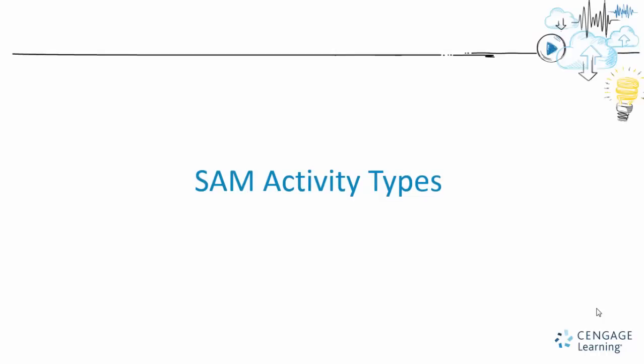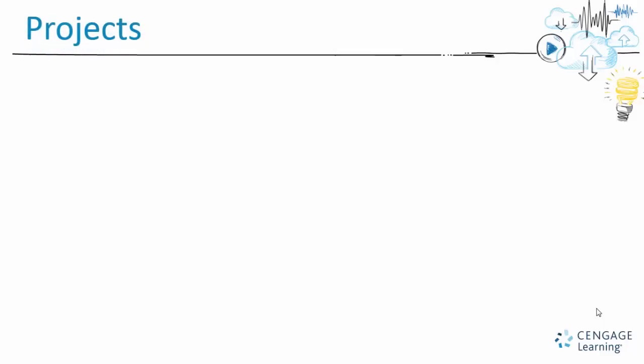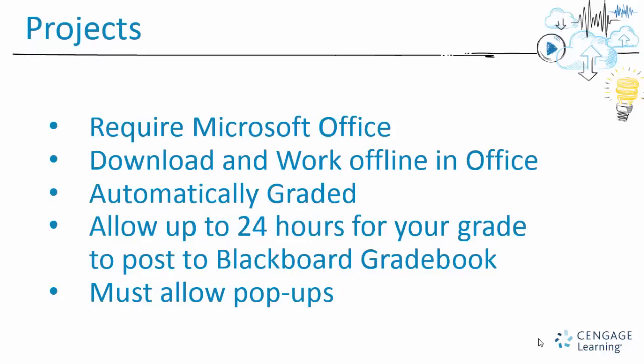Now let's explore the different types of SAM activities within your course. First, let's talk about the SAM projects within your course. The projects will require for you to use Microsoft Office. You can download your projects and work on them offline within Microsoft Office. They are automatically graded, but allow up to 24 hours for your grade to sync into the Blackboard Grade Center. Remember, you have to allow pop-ups when launching these SAM activities.